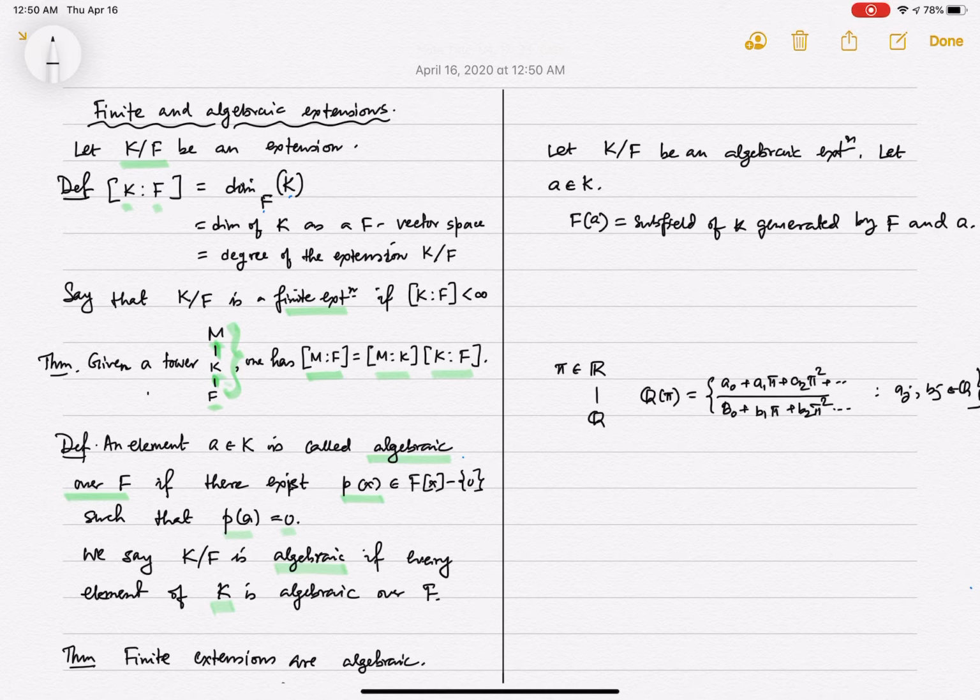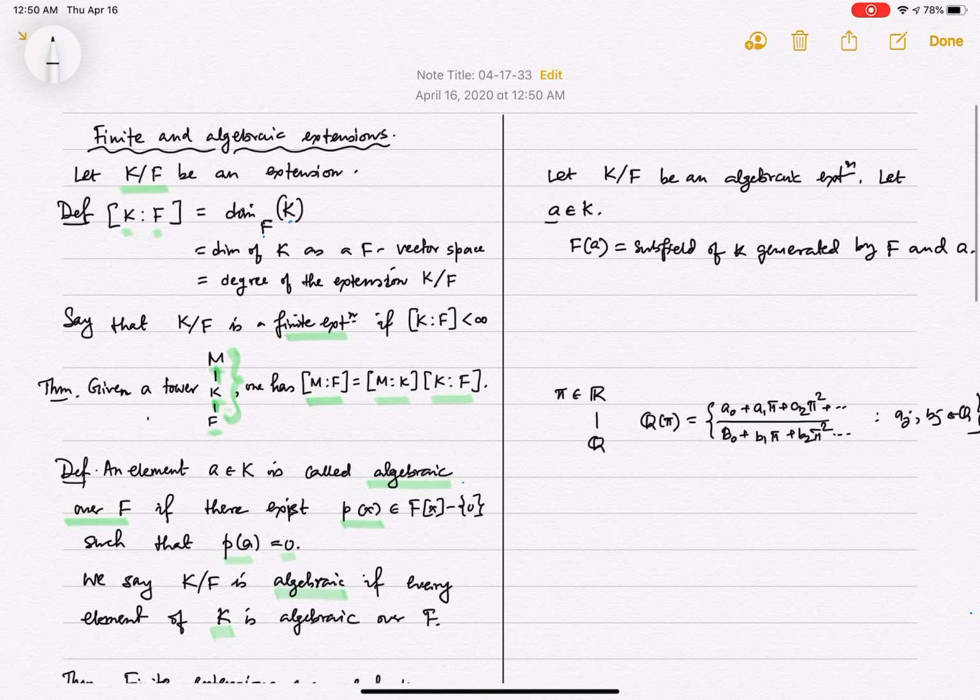Except the difference is here a is algebraic. So a does satisfy some polynomial equation. So what I'm looking at is that I have some extension field and I have an element here that satisfies a polynomial over F. So I want to understand what the field that you get by adding a solution of a polynomial equation, how does it look like?